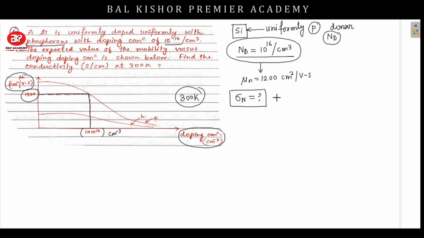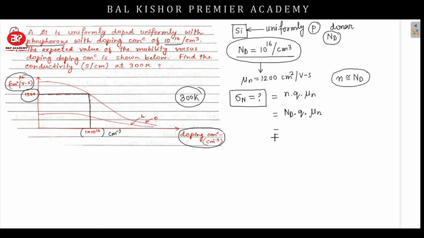So we know the conductivity of the n-type material can be written as n into q into mu n, where q is the electronic charge, mu n is the mobility of the electron, and n is the electron concentration. For the n-type material, n is nearly equal to the donor concentration. So it will be Nd into q into mu n.